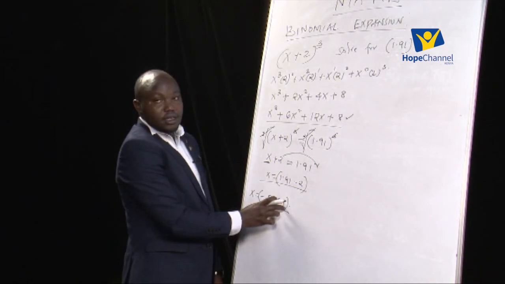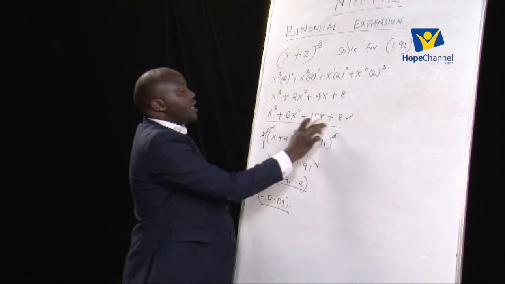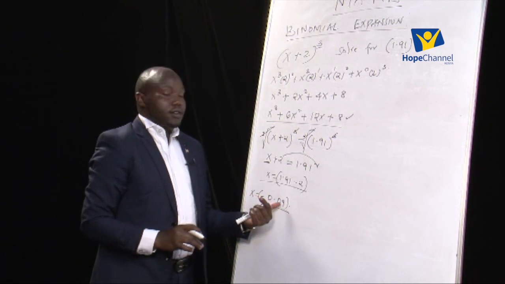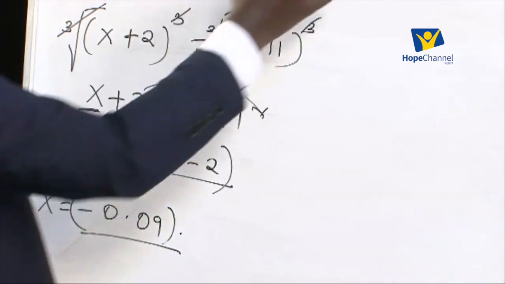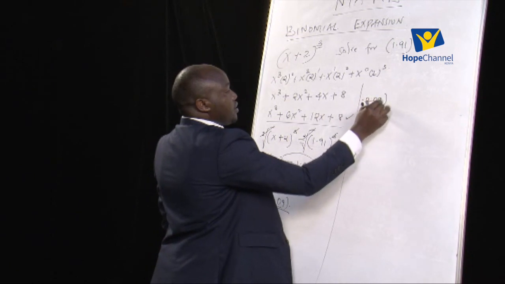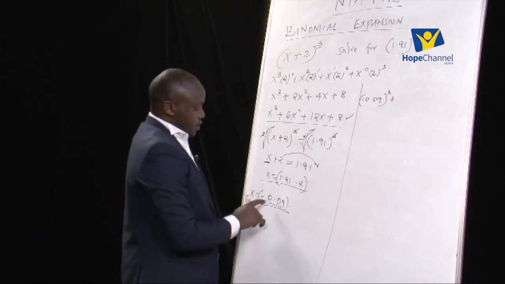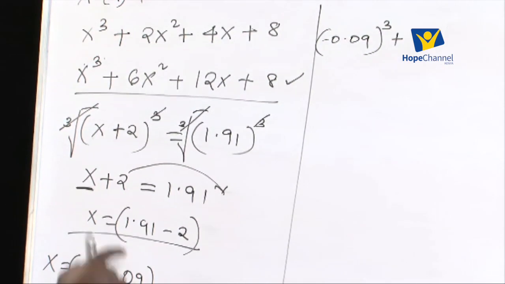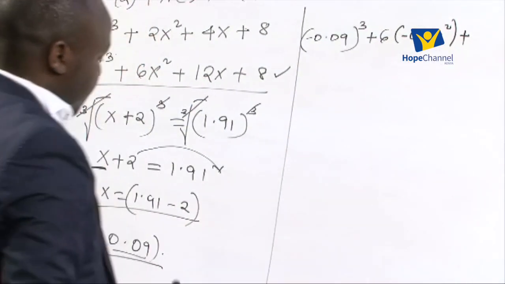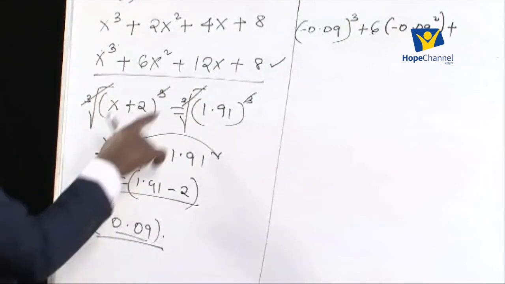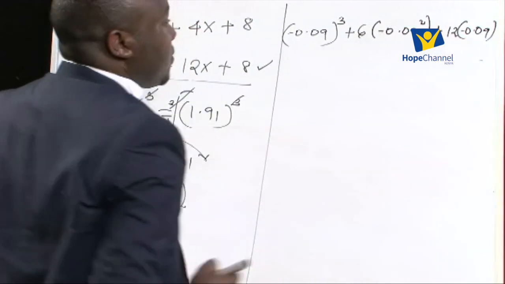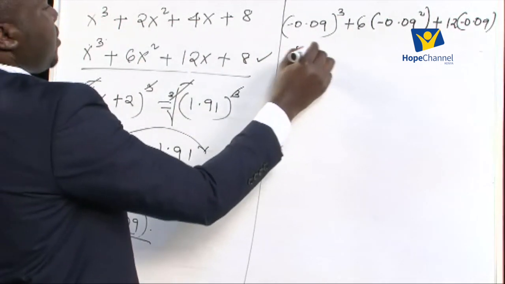Now for you to get the answer, replace this answer. Remember x is equal to this. So replace this number wherever we have x in this equation. Anywhere we have x, replace with negative 0.09. So we have the first one here. Let's start from there. x cubed means now we have negative 0.09 cubed, plus 6 multiplied by negative 0.09 squared, then add 12 multiplied by negative 0.09. Correct. Then plus 8, the last one.